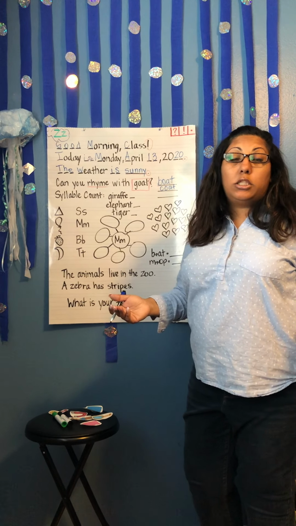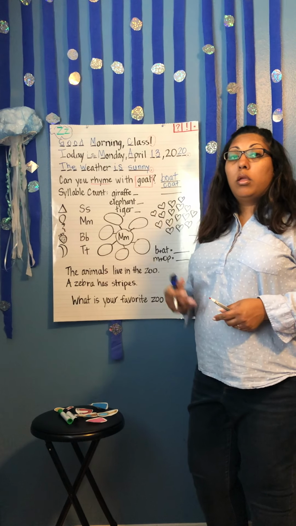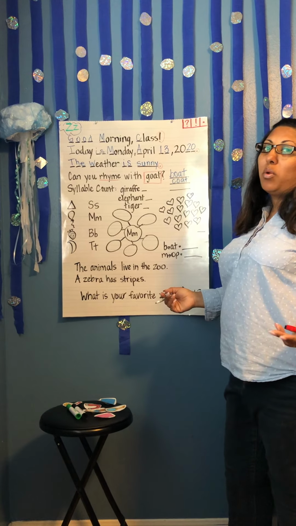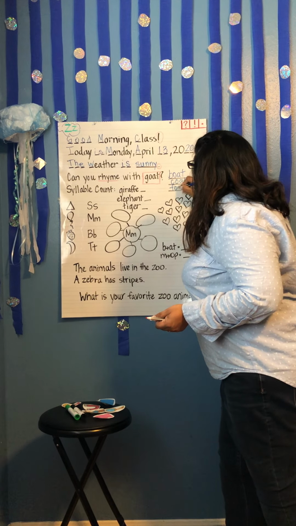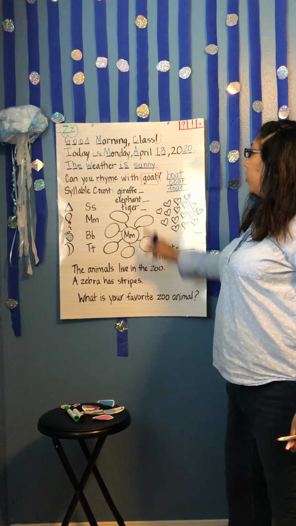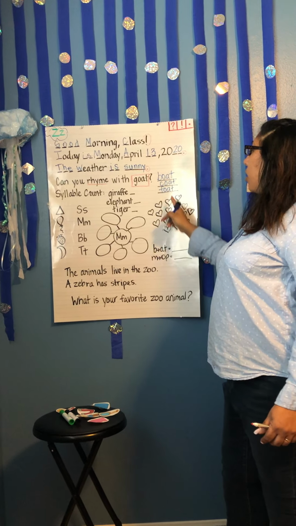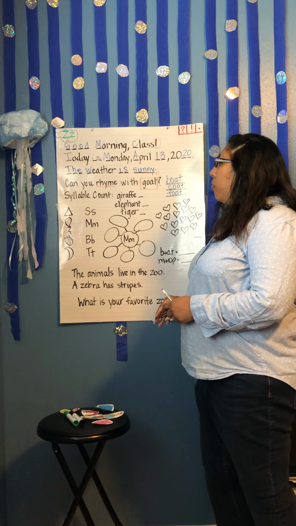We can make a nonsense word up. How about using the f sound? F, oat. Let's blend it. Foat. Is that a real word? No, it's not, but it does rhyme. F, oat. Say these with me. Goat, boat, coat, foat. All those have the same ending sound, boys and girls.